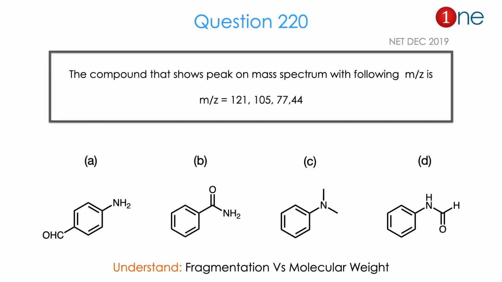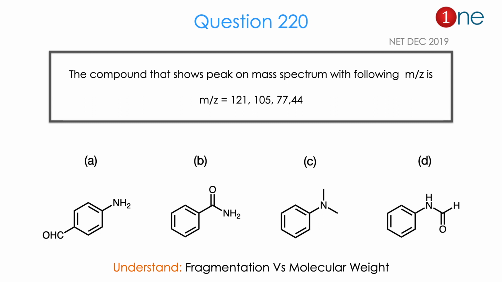Then let us look at the next question. They give 4 different mass spectra values. The 4 different structures are given. The values are 121, 105, 77 and 44. The first structure contains benzene with amine and aldehyde. The second structure contains an amide. The third structure contains a tertiary amine. The fourth structure contains an amine attached with a carbonyl group.